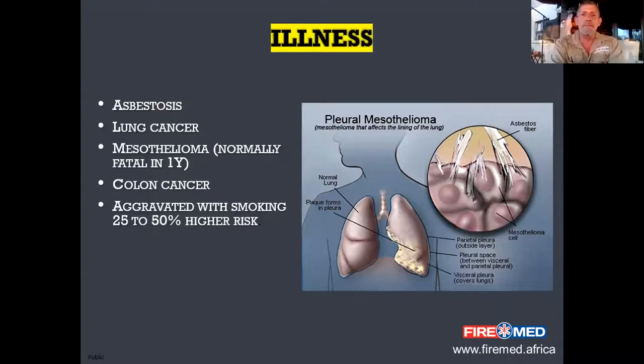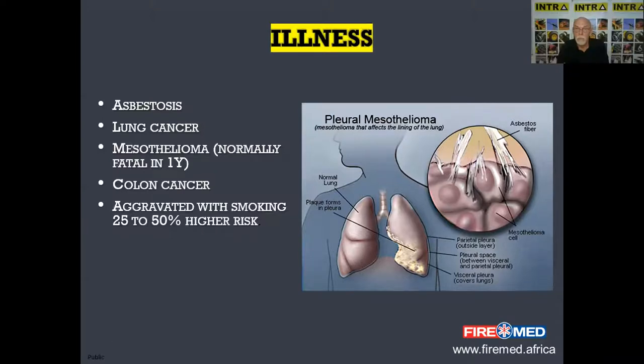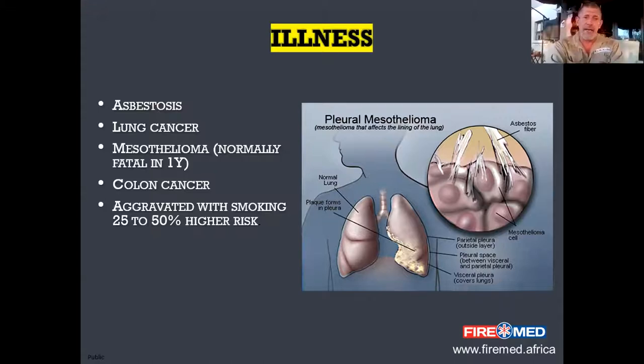Now, if we start messing with these alveoli and we put asbestos in there, we end up with a disease known as asbestosis, or lung cancer, or mesothelioma, normally fatal within 1 year. So if you're diagnosed today with mesothelioma, if you make it to next year this time, you're doing pretty well, and I'm sure that your name could possibly end up in the Guinness Book of Records. Unproven, but possible cause of colon cancer. And obviously, this is aggravated with smoking, 25 to 50% higher risk.